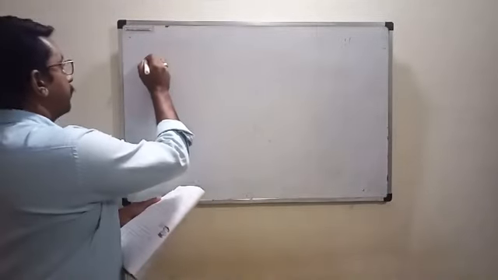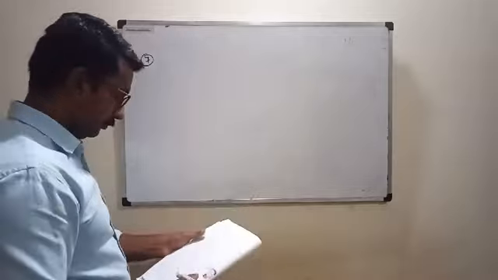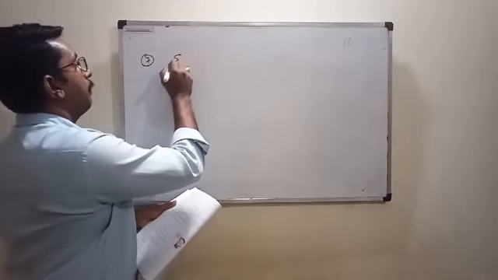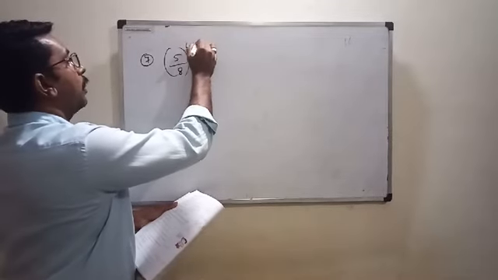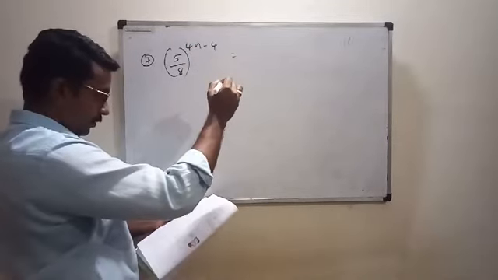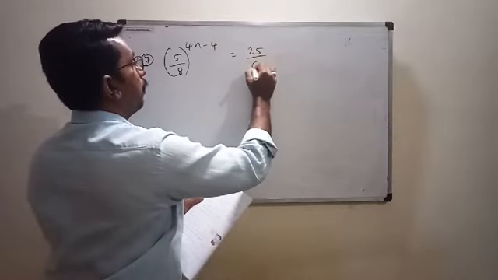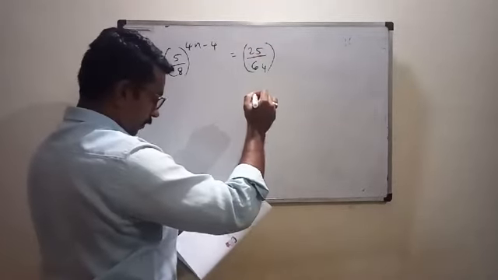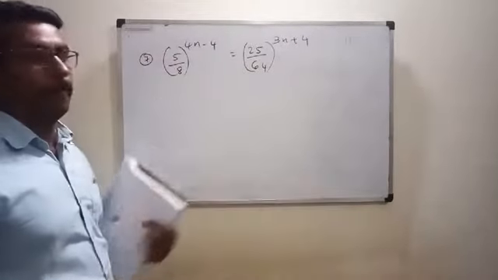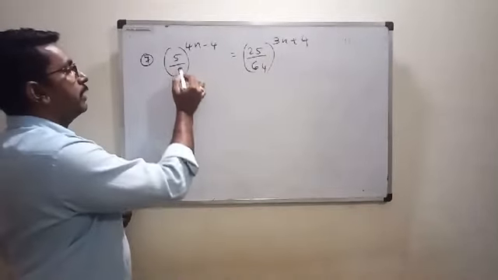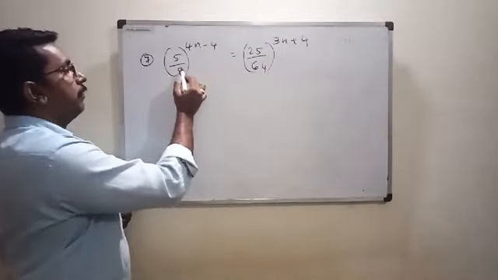See question number 7. (5/8)^(4n-4) = (25/64)^(3n+4). Look at the base here, 5 upon 8, and here 25 upon 64, with powers 4n minus 4 and 3n plus 4. So you are asked to find the value of n.